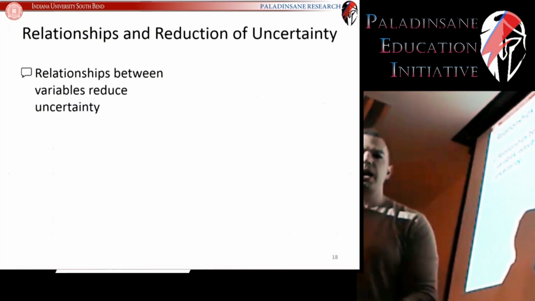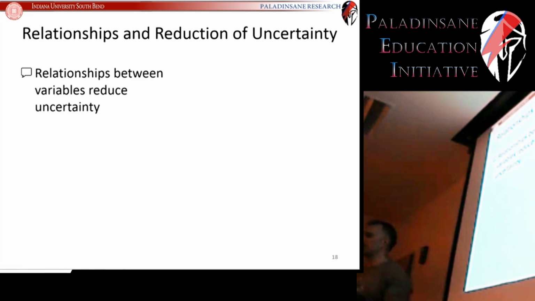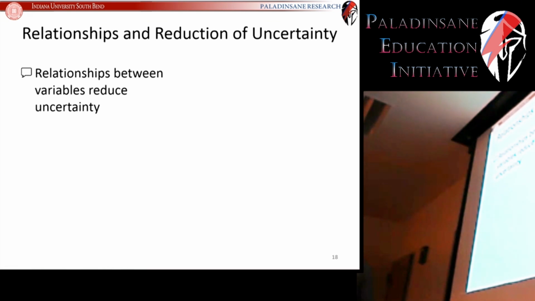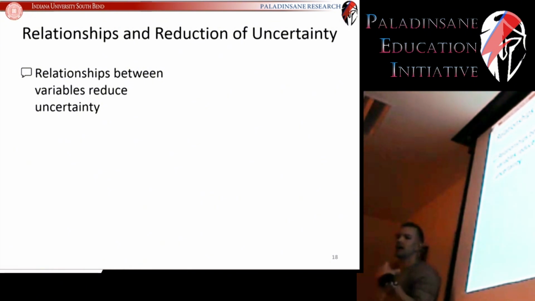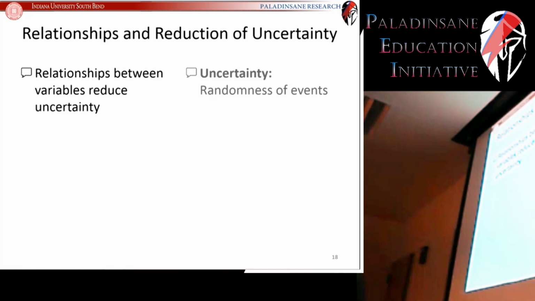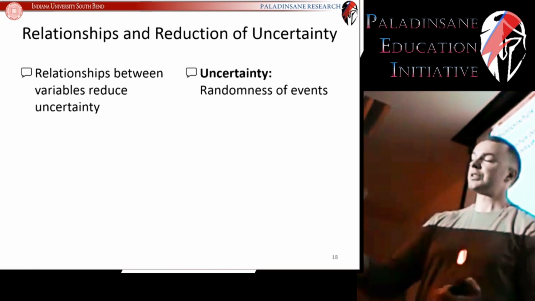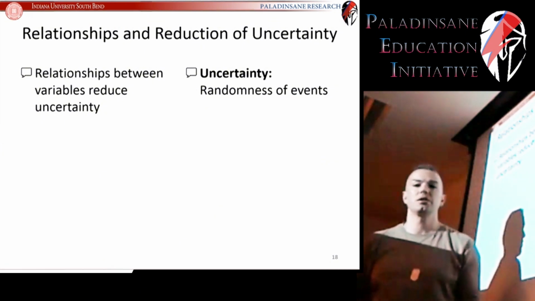All right, so that's the wrap up. So why do we do these relationships? Why are we interested in figuring out the relationships between two variables? Well, one of the big goals is to reduce uncertainty. So relationships between variables reduce uncertainty. What does that mean? You'll hear that phrase over and over again: there was this much of a reduction in uncertainty, it accounted for this much uncertainty.